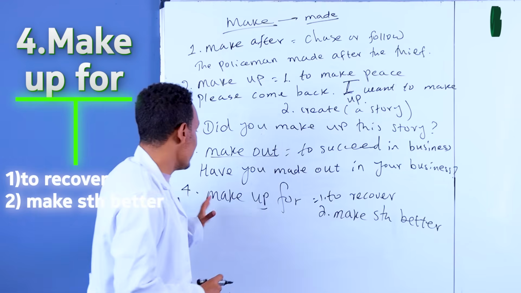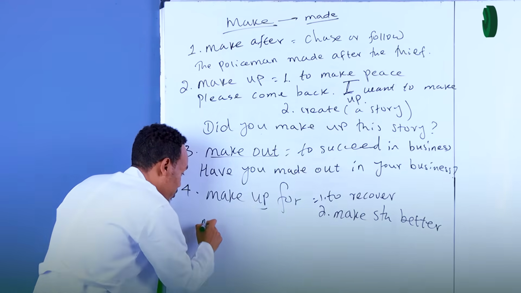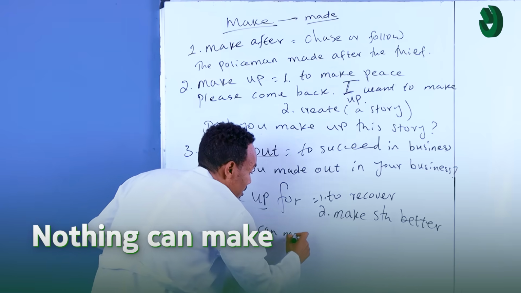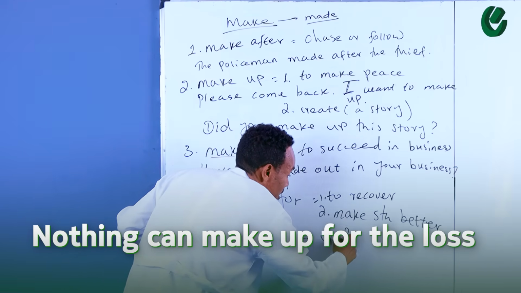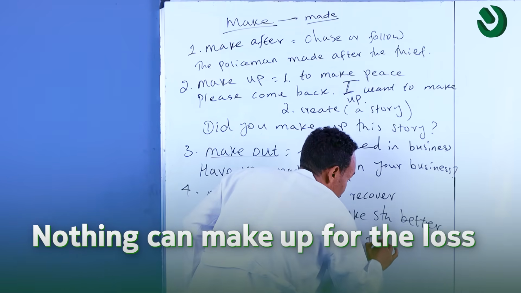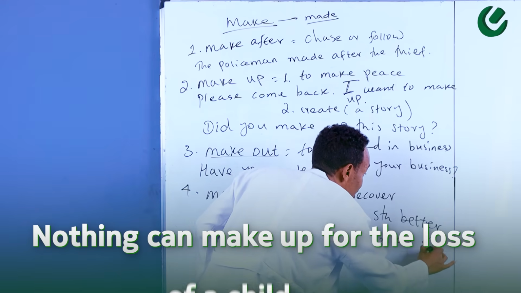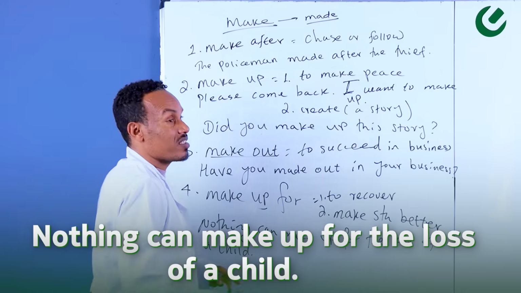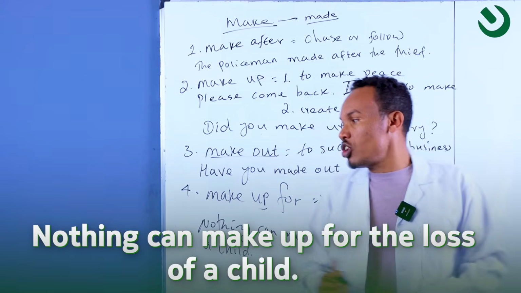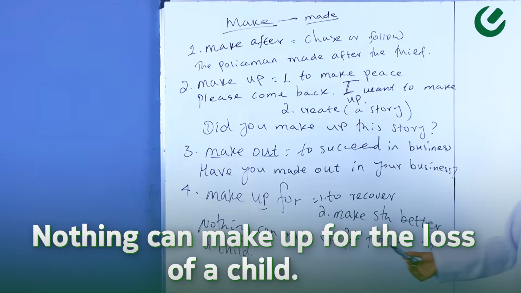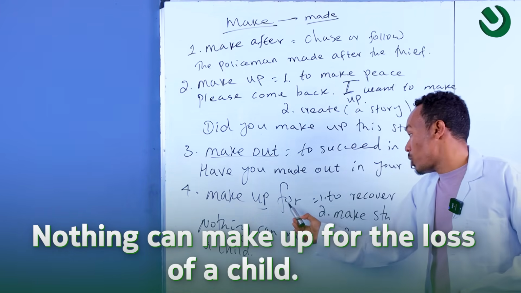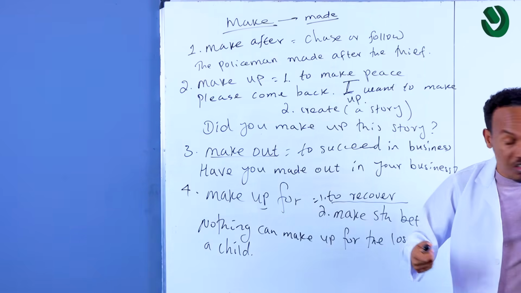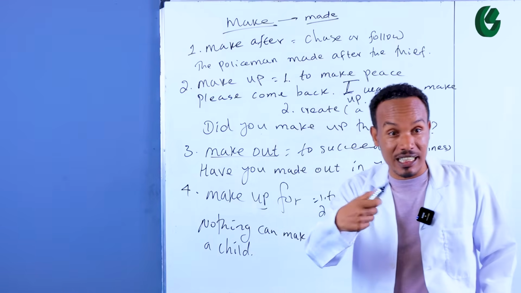So, for example, I can give you examples here. Nothing can make up for the loss of a child. Yes or no? Yes. So he says that nothing can make up for the loss of a child. So what do you mean by make up for? One is to recover or to compensate. Or the other one is to make something better. Is it clear? Yes.